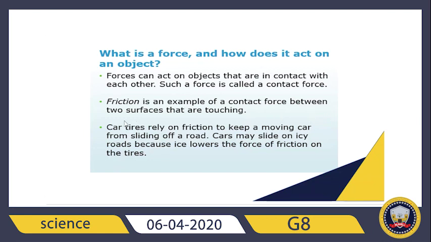And guys, as we said, friction is very important. Why? As you can see here, car tires rely on friction to keep a moving car from sliding off a road. Cars may slide on icy roads because ice lowers the force of friction on the tires. So friction usually, guys, stabilizes our motion and prevents us from falling down while we are walking.